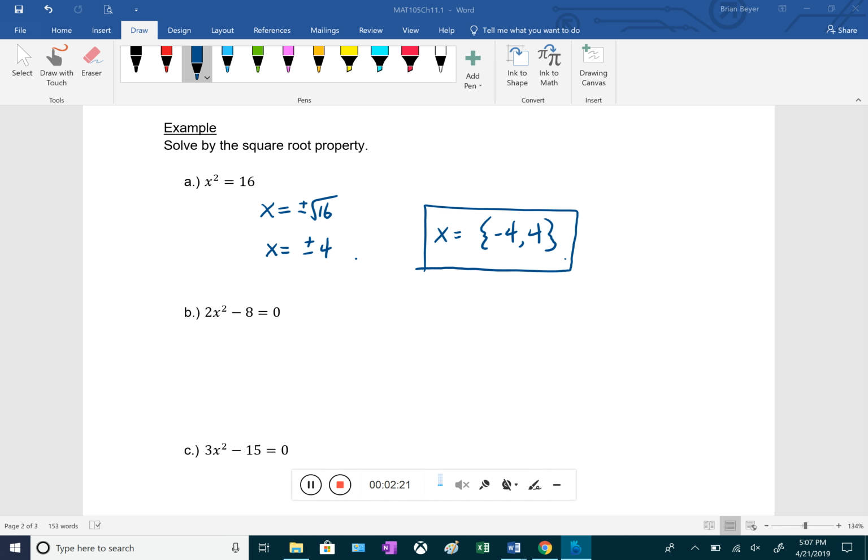Okay, so you can always go back and check your answers. If you plug negative 4 back into here, negative 4 squared is positive 16, which is what we expected, and 4 squared is also positive 16. So that's why we get the negative number also, because when we go back and plug it in and we square it, it makes it positive.